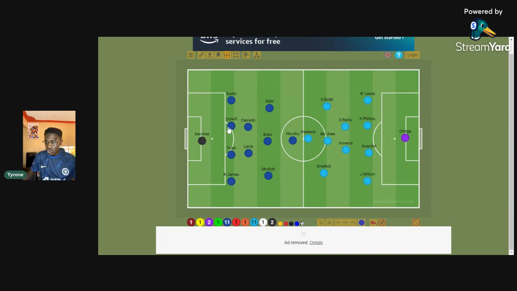Tosin started, Colwill started, Gusto started at left back. Then we saw the huge change: Caicedo, Lavia, and Enzo Fernandez all starting in midfield, the 3 of them. Dewsbury-Hall started at left wing, Mudryk at right wing, and Nkunku up front. Now, when you look at both of these teams on paper, you'd expect Chelsea to be the stronger team, but Manchester City actually proved Chelsea wrong.